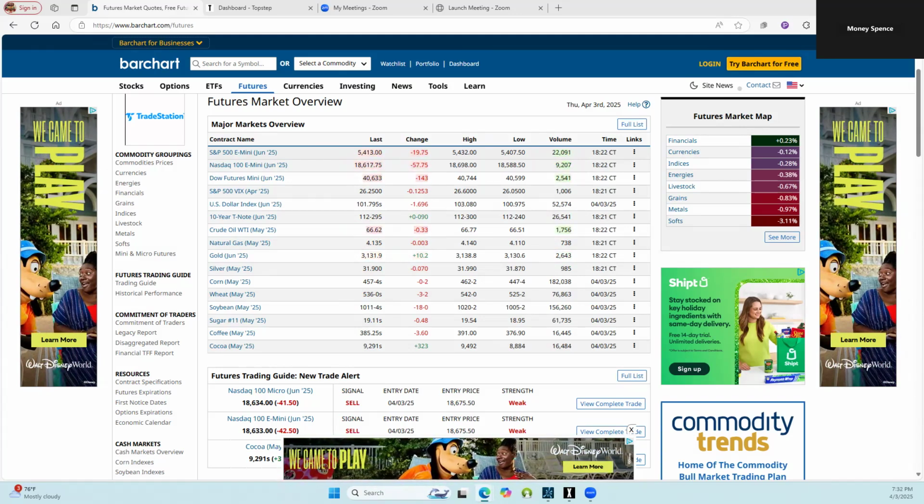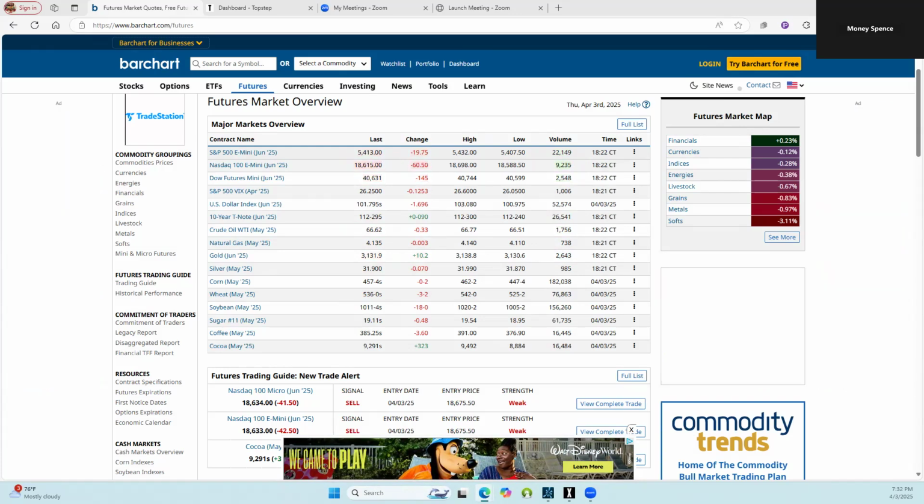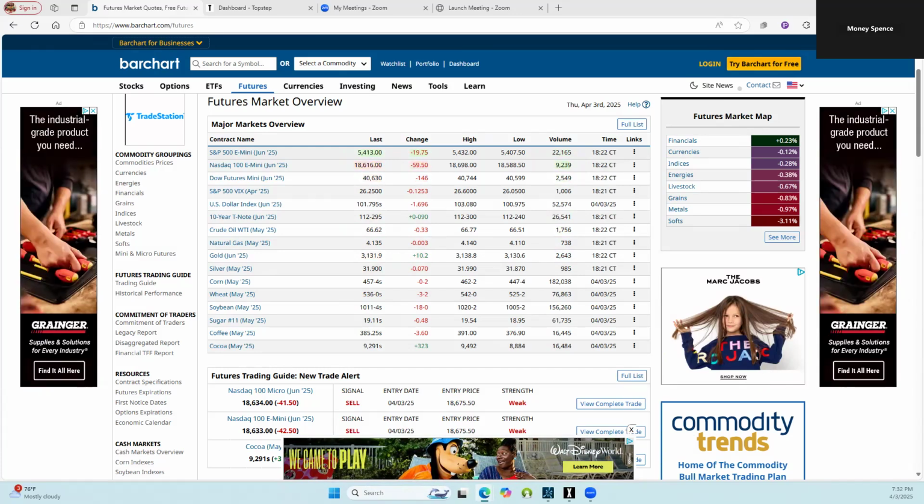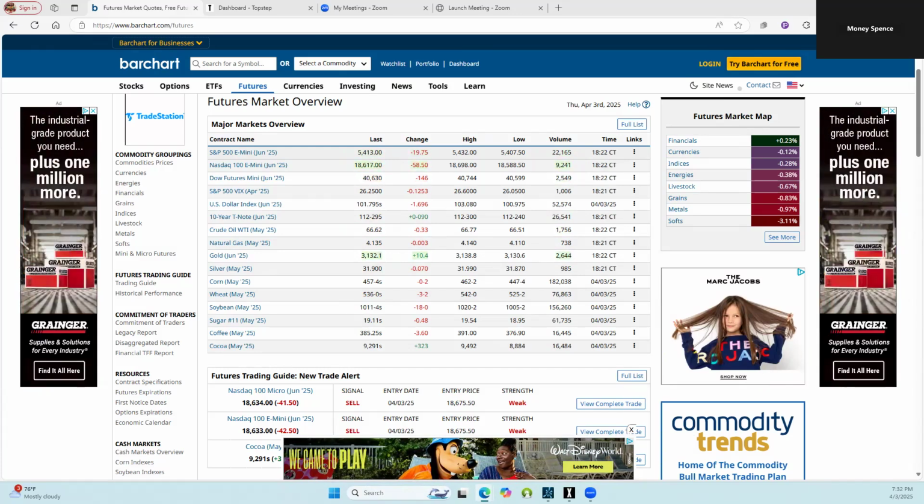So you can trade as much as you want without needing $25,000 in your account, unlike stocks. And get this, the futures market is 24/5, meaning most futures markets operate almost 24 hours a day, 5 days a week.